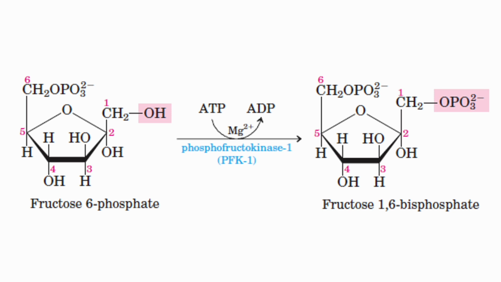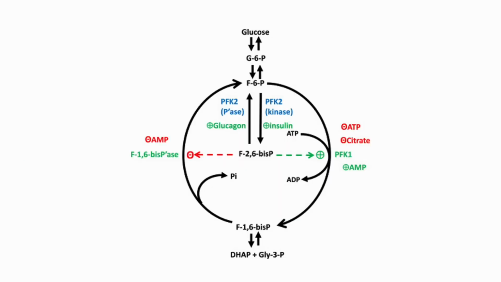But I do want to make a point here. Let's stop and see something. This is the rate-limiting step, right? This enzyme, phosphofructokinase 1, is super important. This is because it has a sister enzyme known as phosphofructokinase 2. This is why it is known as bifunctional.